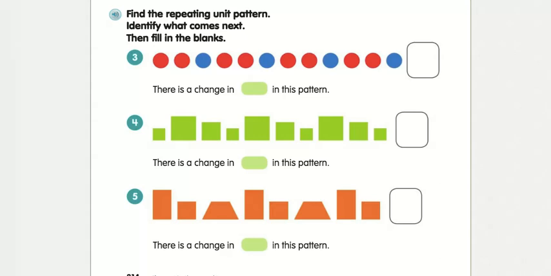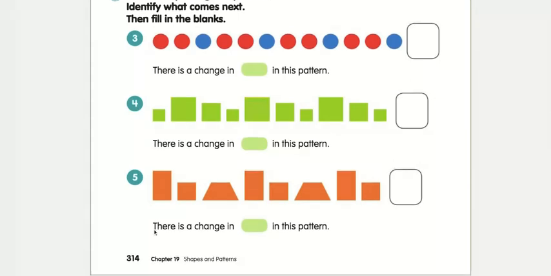Number four, what is the change in? Not color, and it's not shape. These are all squares. It's the change in size. So it seems like we've got small, large, medium, small, large, medium, small, large, medium, small. What's next? And finally, number five, the change is the shape.